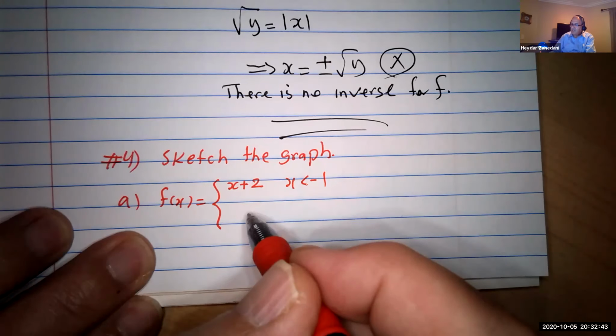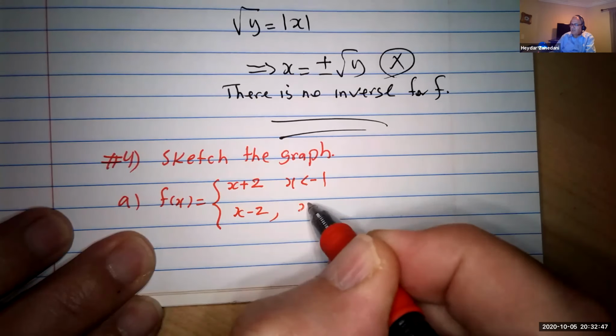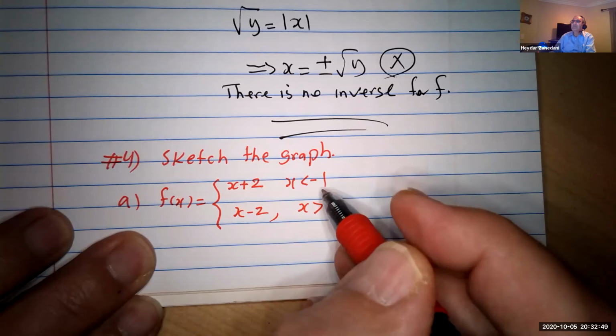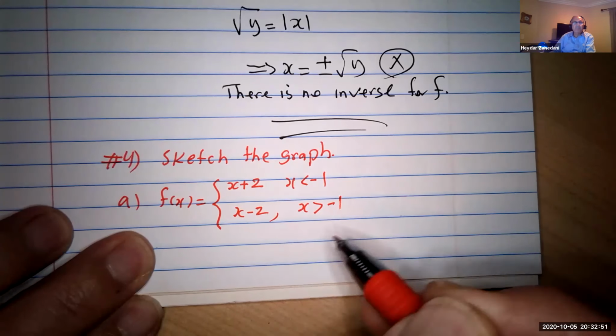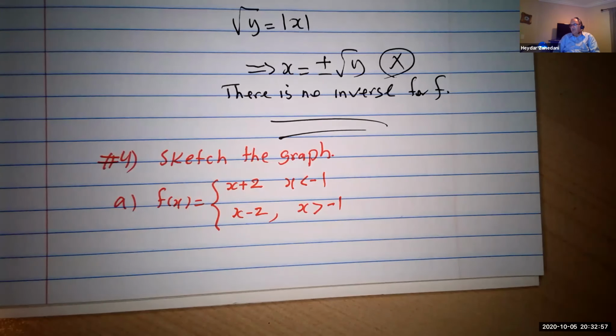Okay, and it's x minus 2 with the restriction that x is greater than 1. Then there is the misprint. This must be -1. Does that make sense? Okay, less than -1 and greater than -1.